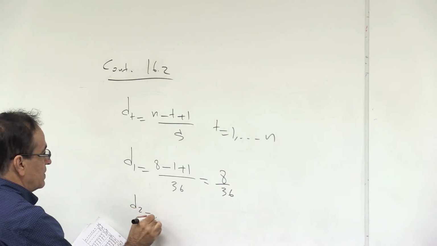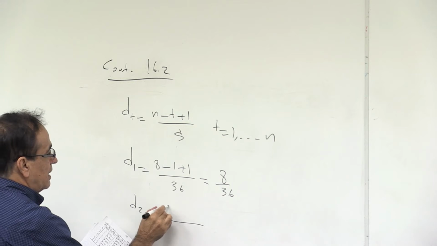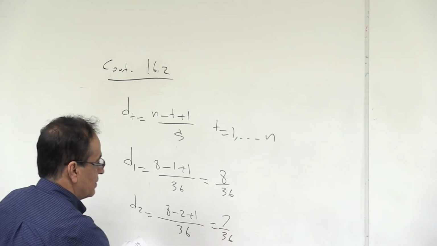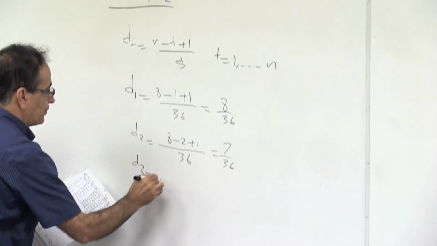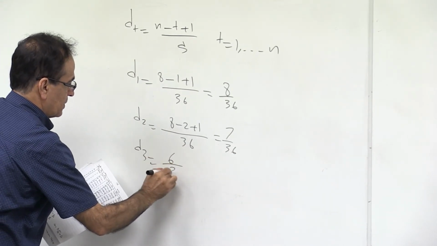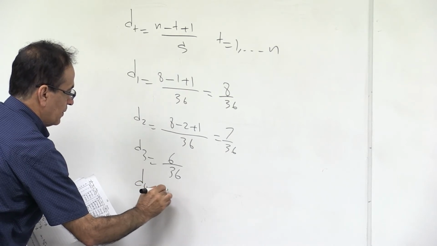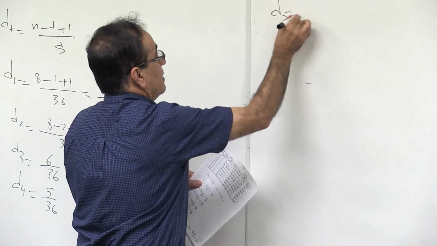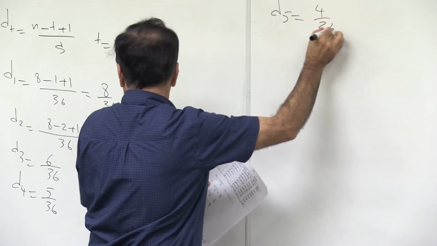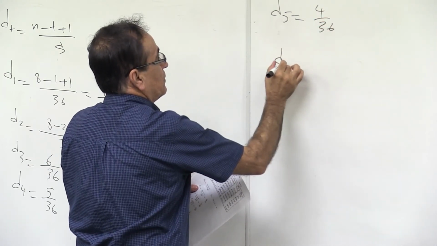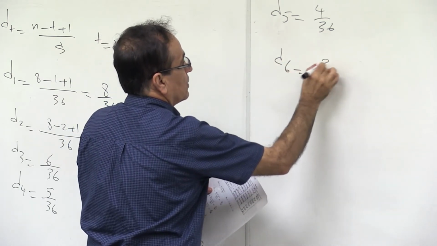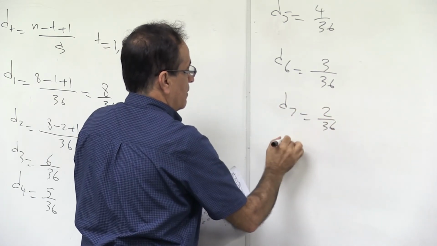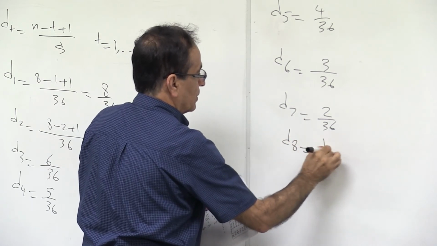For year 2, I'm going to do several years, and then I'm going to provide you the result. It's going to be 8 minus 2 plus 1, which is 7 over 36. For year 3, I'm just going to show you the result. It's going to be 6 over 36. For year 4, it's going to be 5 over 36. For year 5, the depreciation is going to be 4 over 36. The depreciation rate for year 6 is going to be 3 over 36. The depreciation rate for year 7 is going to be 2 over 36. And finally, the depreciation rate for year 8 is going to be 1 over 36.